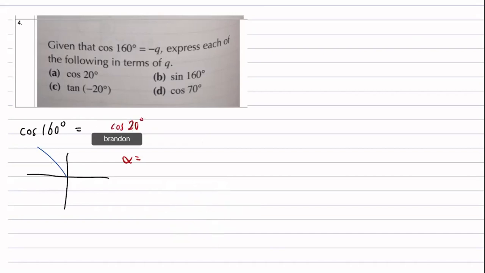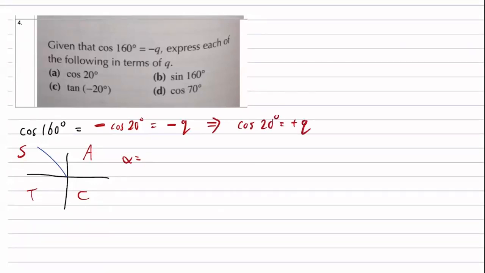Negative cosine 20, negative. Very good, because it's S. All Science Teachers Crazy: S is for sine, then cosine must be negative. Okay, very good. So this is also equal to negative Q. From there, we deduce that cosine 20 degrees equals positive Q. Is that okay? Can or not? Can, good.